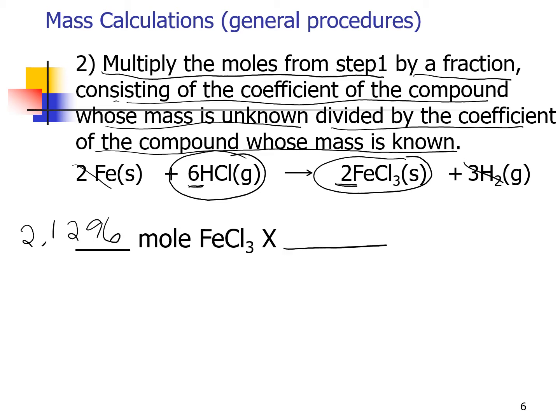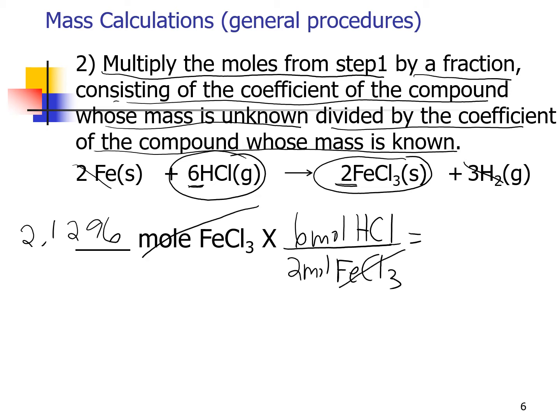Using these coefficients, we can create our conversion factor. We want to set it up so that the moles of FeCl3 will cancel. So we put 2 moles FeCl3 at the bottom, and at the top we'll put 6 moles HCl. That's what we're trying to find. This way our moles of iron chloride cancel, and we'll end up with moles of HCl. So 2.1296 times 6 divided by 2 is equal to 6.3888 moles of hydrogen chloride.